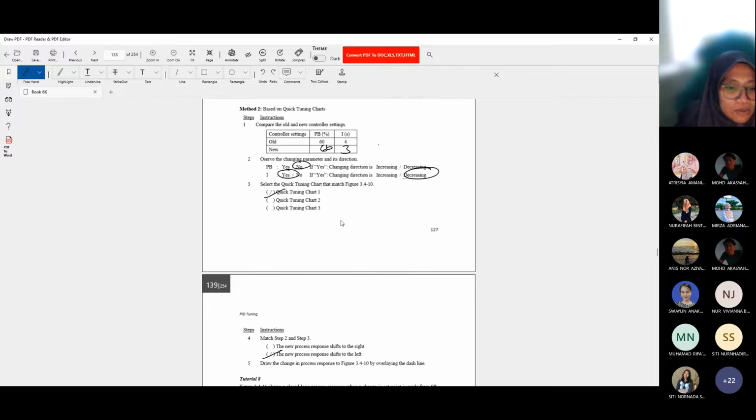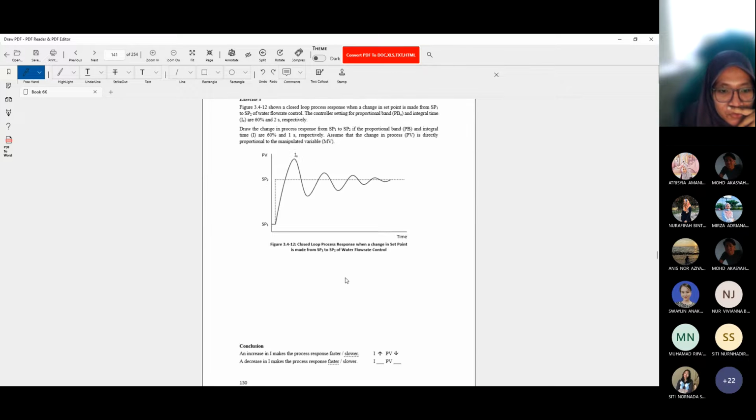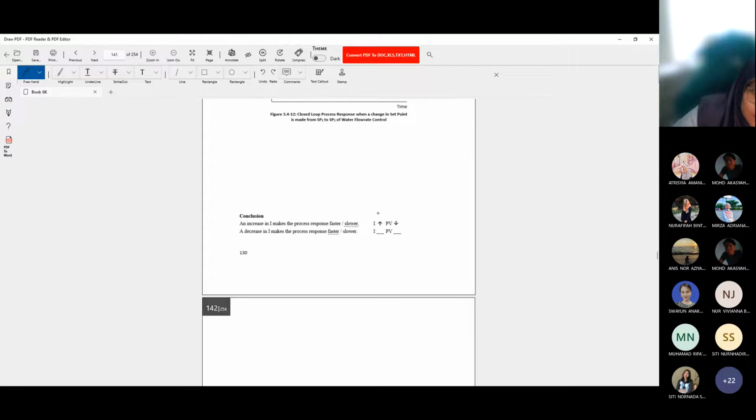Okay, here you can conclude that when you increase your I, your PV will decrease. Decrease your I, PV will increase. Okay, so go to conclusion. You already made the conclusion above. When I increases, PV decreases. When I decreases, PV increases.